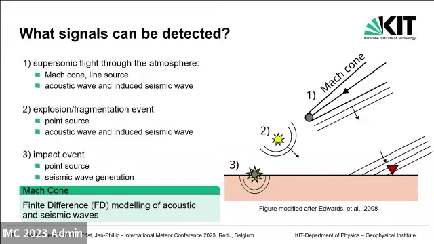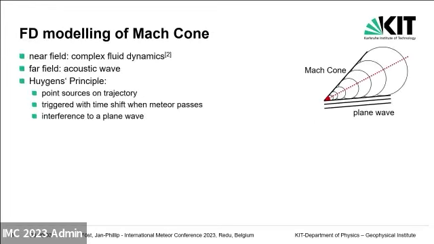So here I just want to remind you of these three types of signals we can detect with our seismometers. And in seismology, we deal most of the time with point sources, but today I will focus on the Mach Cone because we want to better understand the wave field and its features. And we use finite differences for that, which is a well-known tested numerical method to calculate wave propagation. I will not go into details here. Instead, we jump right to the modeling itself.